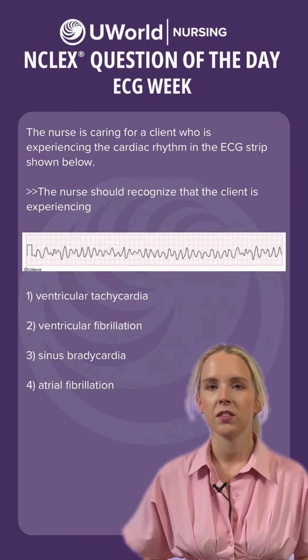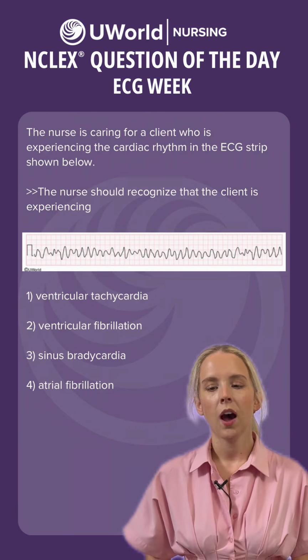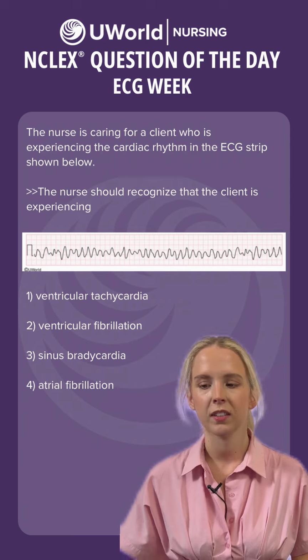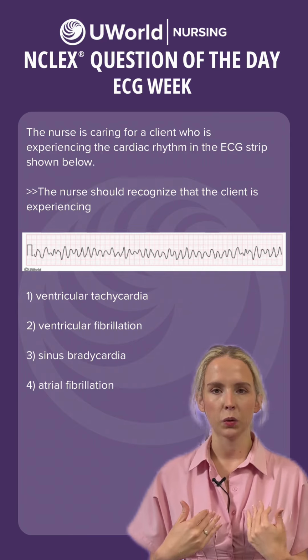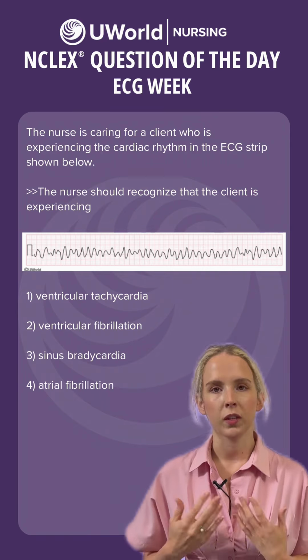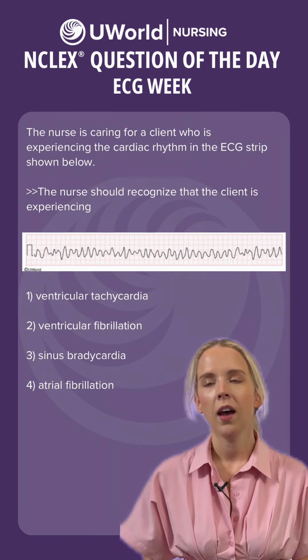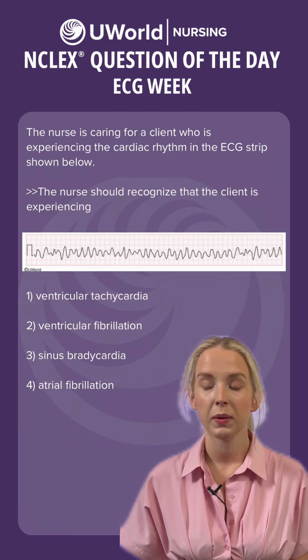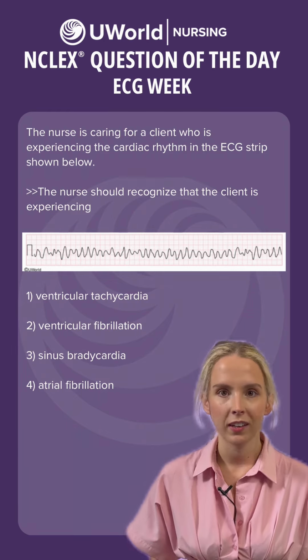We're going to give medications like epinephrine, amiodarone, as well as giving supplementary oxygen to these clients. And we may even need to get an advanced airway for these clients, like intubation, for example. So our correct option, again, is going to be option number 2, ventricular fibrillation.